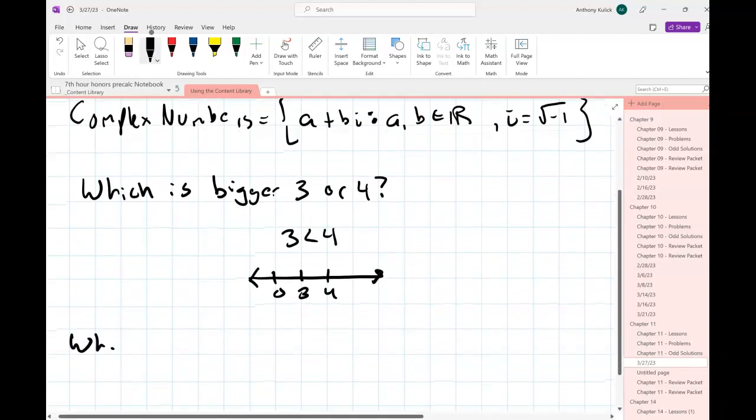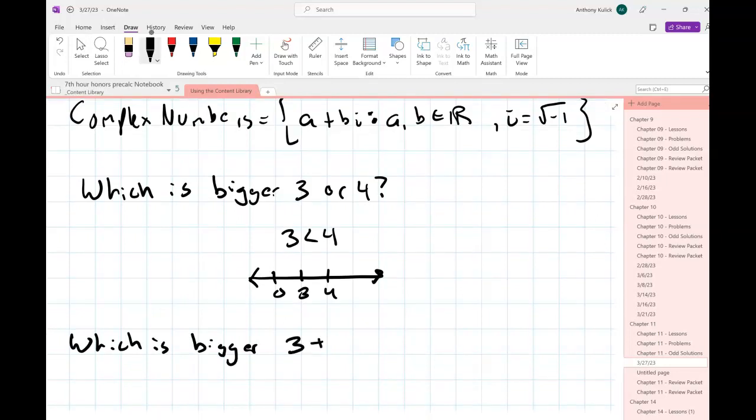But what if we ask which is bigger, 3 plus 2i or 2 plus 3i? Why? But 2 is smaller than 3. i is the square root of -1. Yeah, that's what i is.